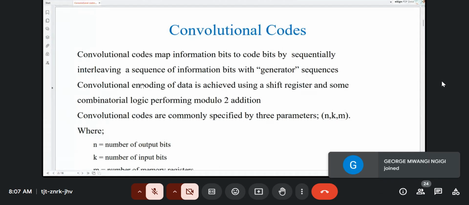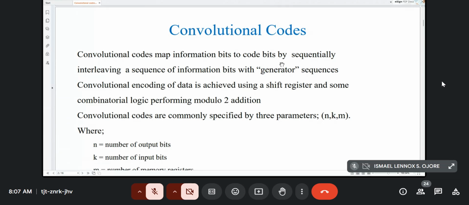So basically that's what convolutional codes do. They map information bits to code bits by sequentially interleaving, that is a keyword, a sequence of information bits with generator sequences. So how you generate the sequences is by using shift registers and combinatorial logic, performing modulo 2 addition.